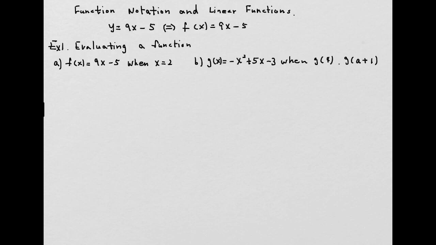Find f of x when x is equal to 2 is the first question we have. Basically, what they are asking you to do is replace x with 2. Everywhere you see x, you're going to replace it with 2. They're asking, when x is 2, what will be the value of y? Then you get 18 minus 5, which gives you 13. So f of 2 is going to be 13. Another way to put it, when x is equal to 2, y will be 13.